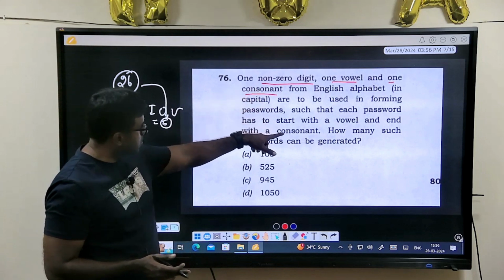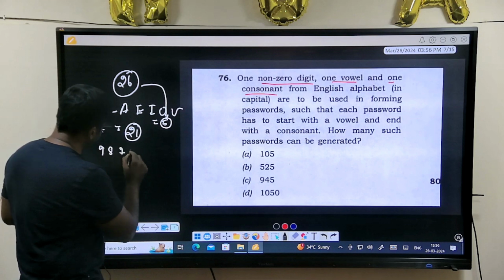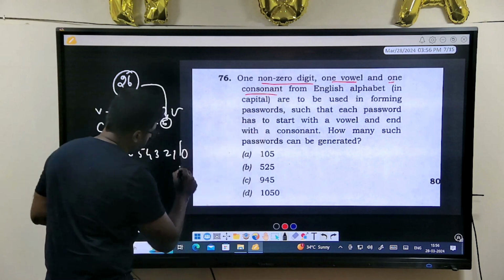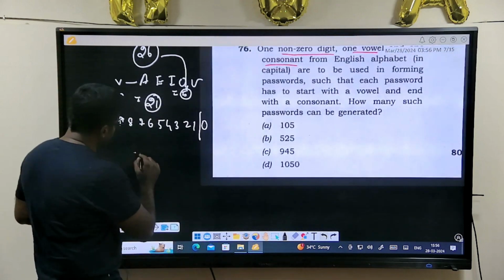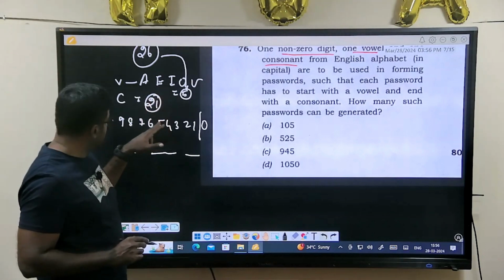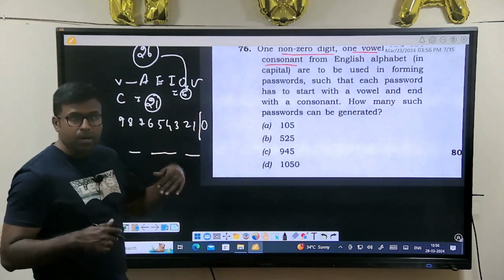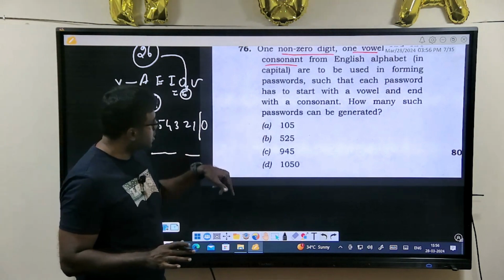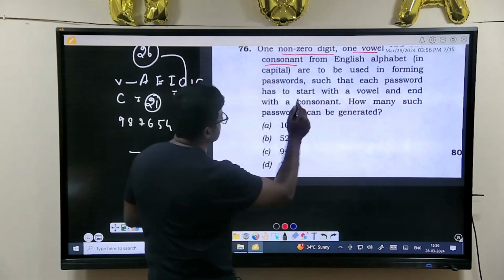Look at it. In the password, there are 3 things. There are also digits 9, 8, 7, 6, 5, 4, 3, 2, 1, non-zero, so 0 is not included. In this 3-letter password, you have a vowel, a consonant, and a non-zero digit. Now you look at the basic arrangement, this is permutation and combination, and you will get the answer. In this, one condition is very important.